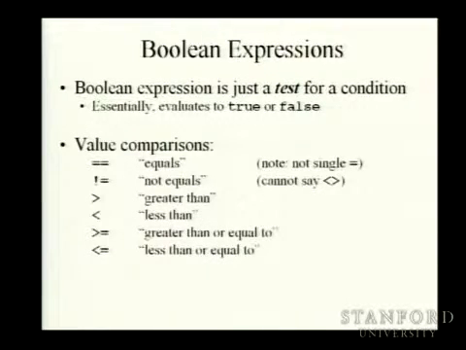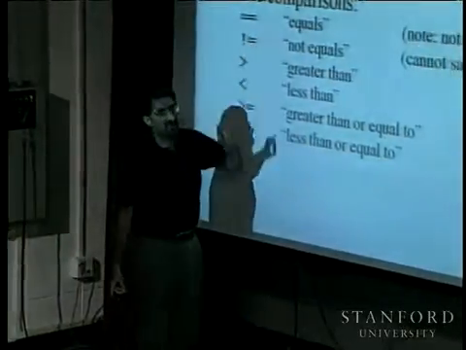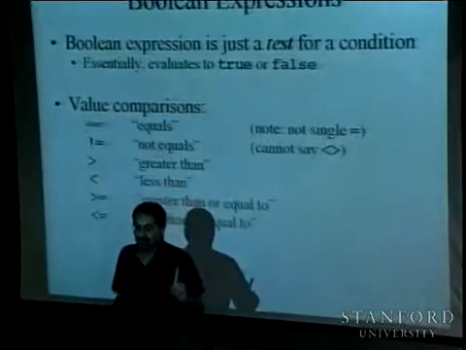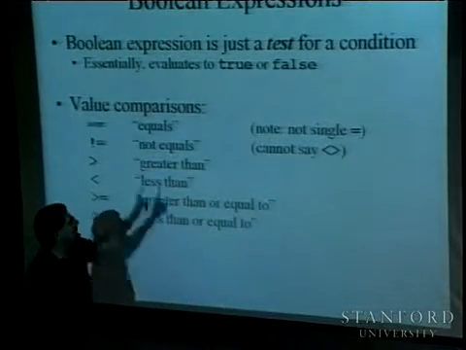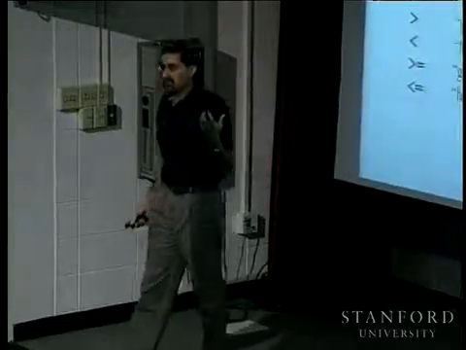So there's a bunch of different value comparisons you can do, like equal equal, 2 equals in a row, no space, is equals. It means like, does A equal B? It is not a single equal. What does single equal mean? Assignment, right? When you say x equals 5, that's assignment. When you say x equal equal y, that is a Boolean expression that evaluates to true if x and y are the same.